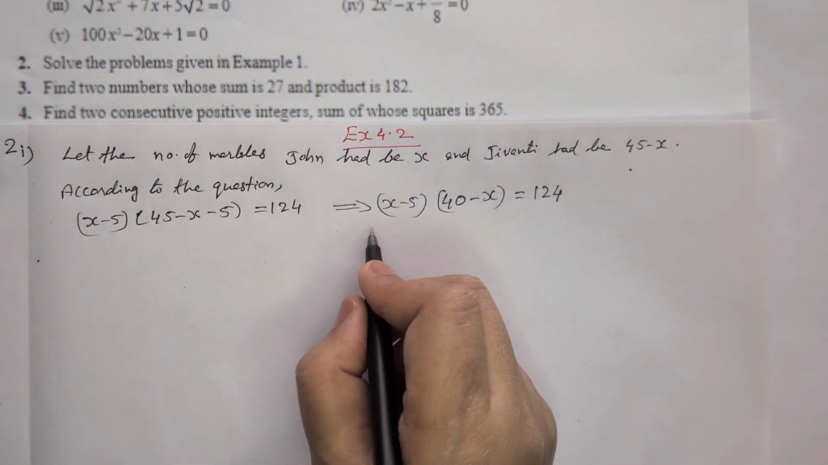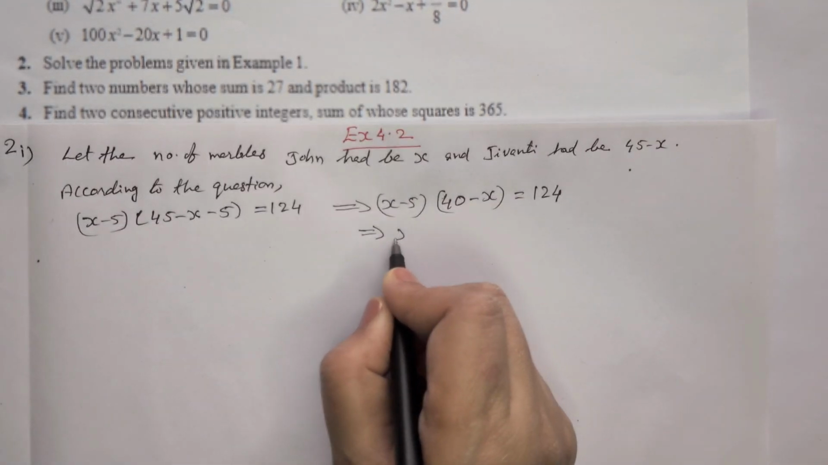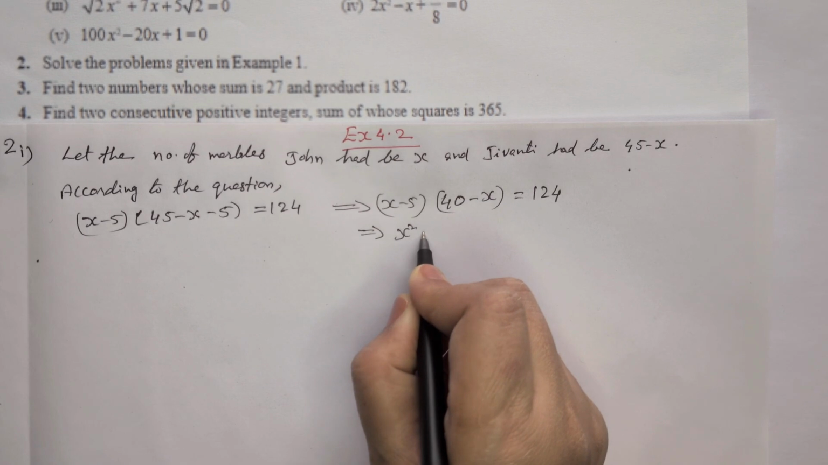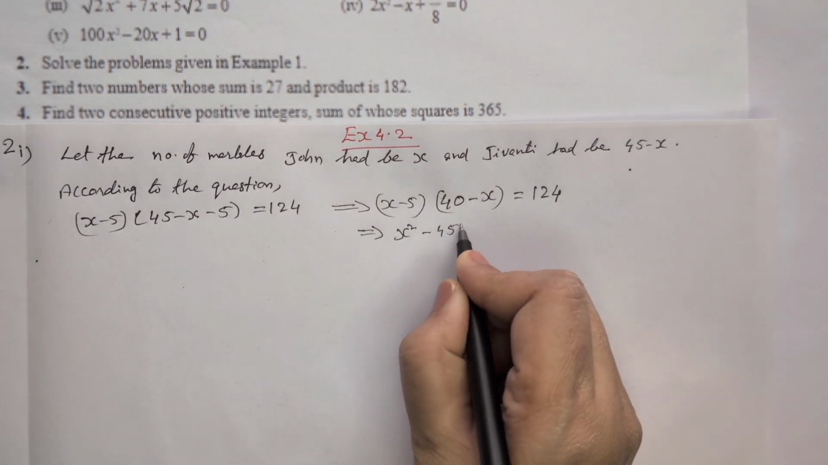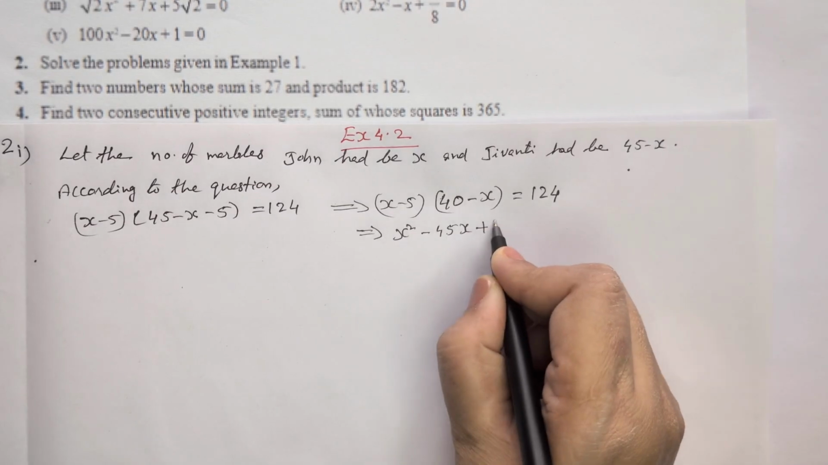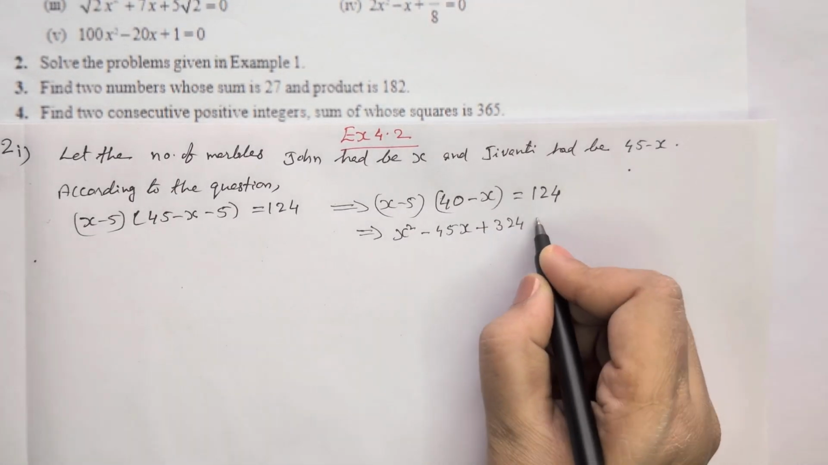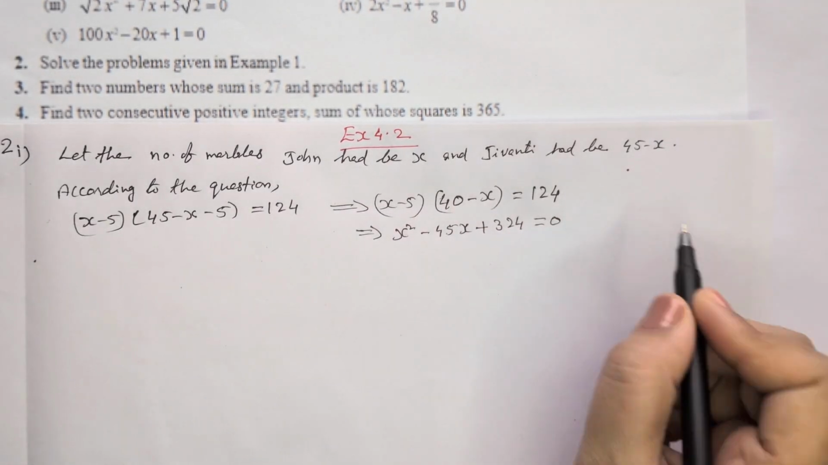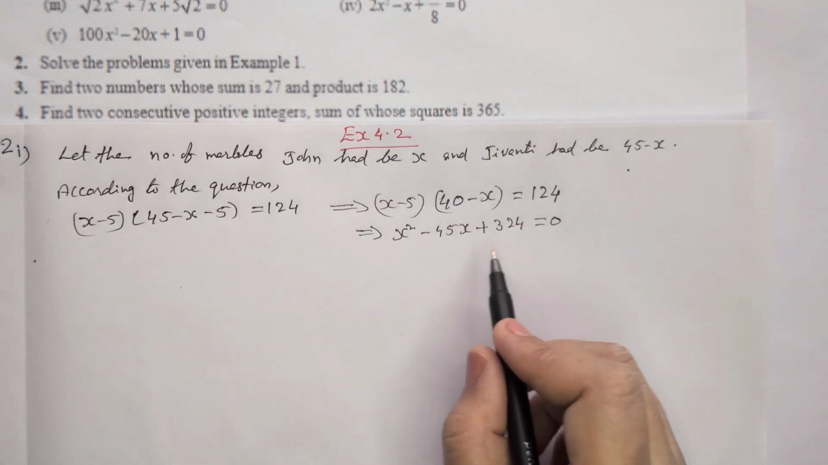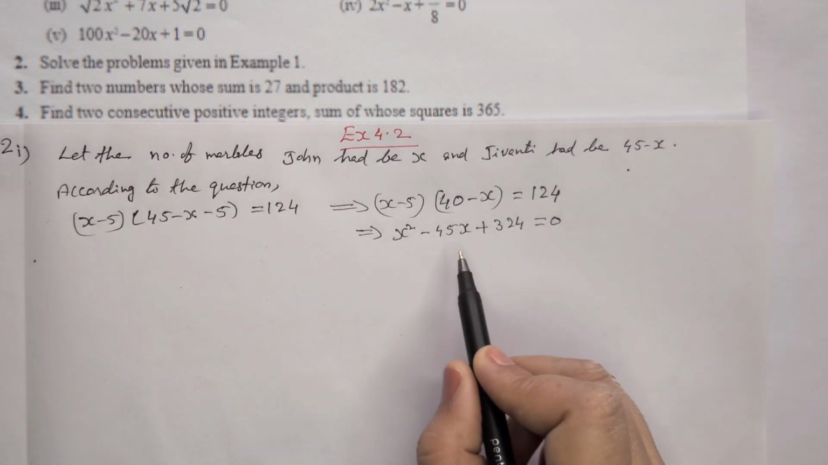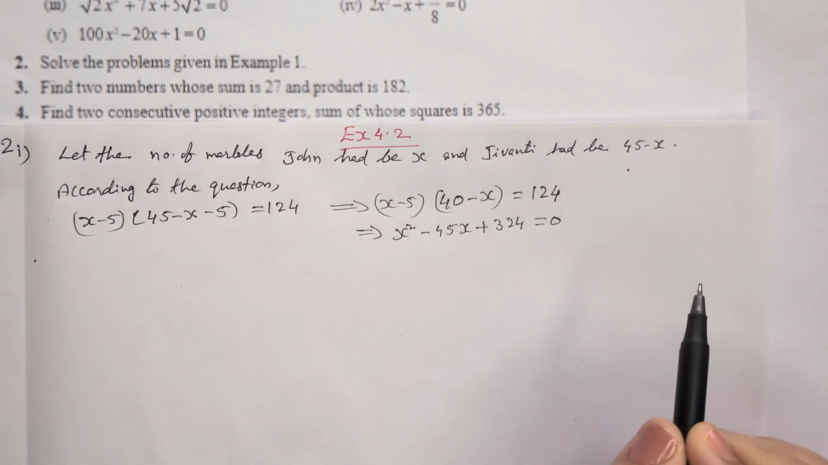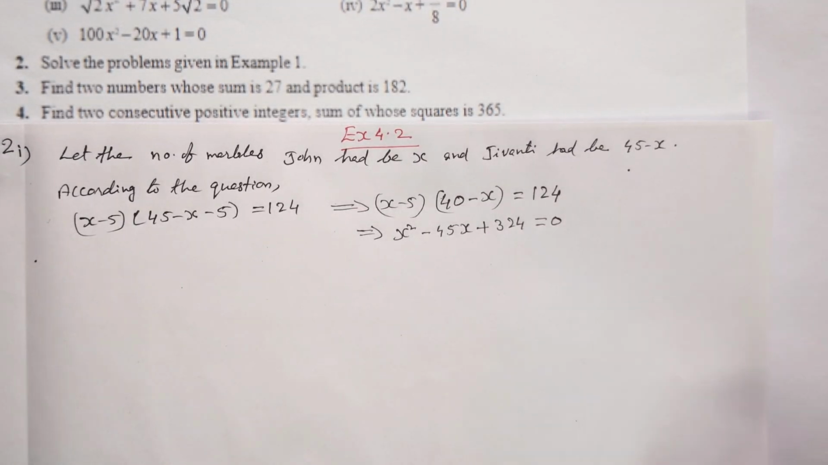When we are opening this bracket, we can write that as x square minus 45x plus 324 is equal to 0 when we are rewriting this. Here we have to find two numbers such that sum is minus 45 and product is 324.